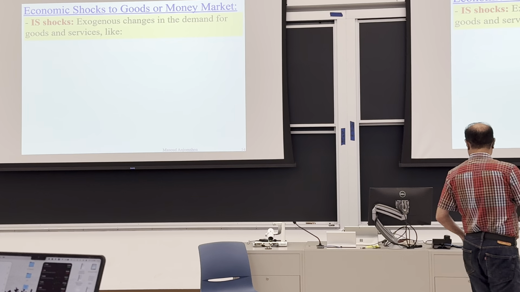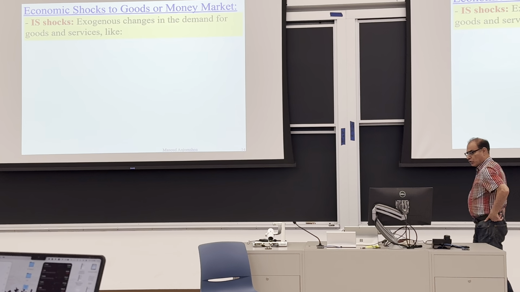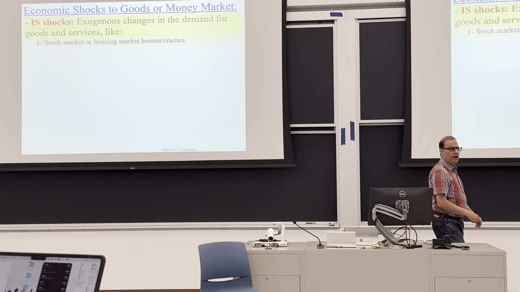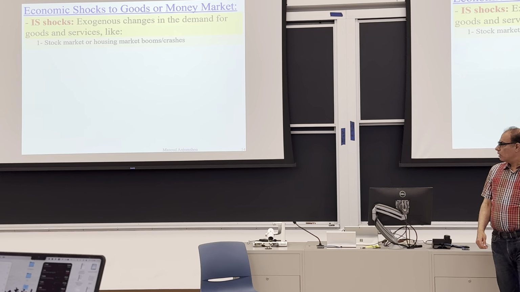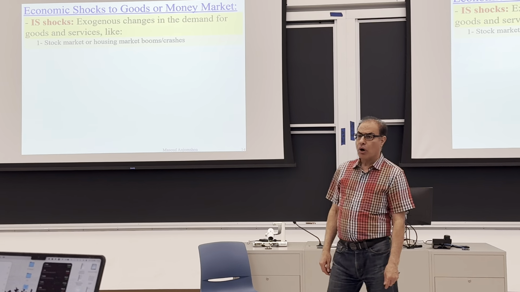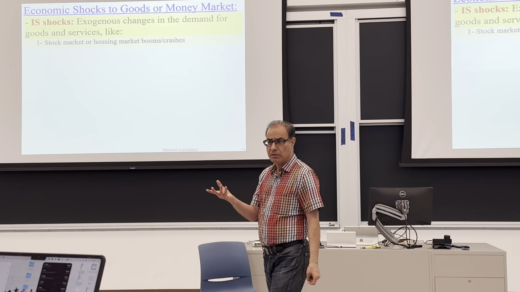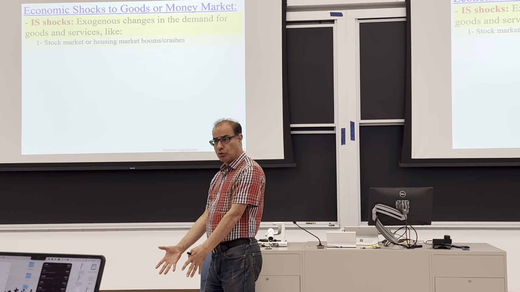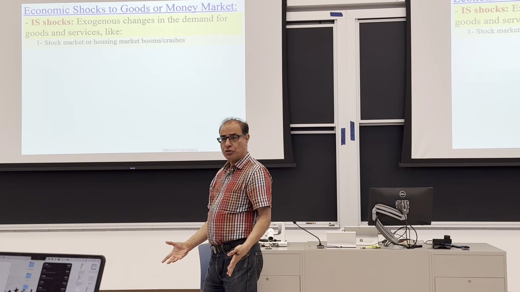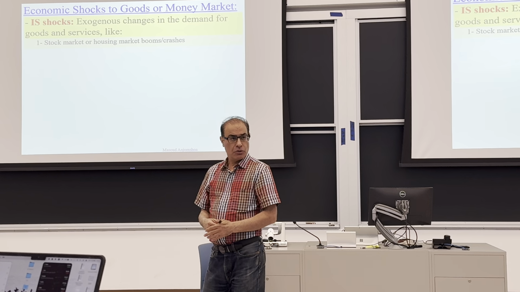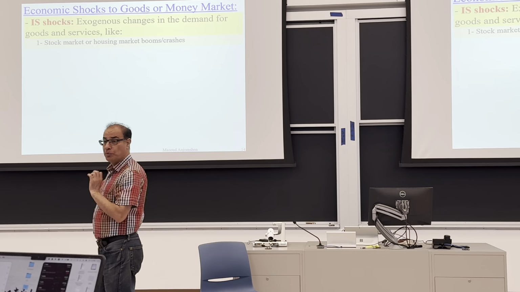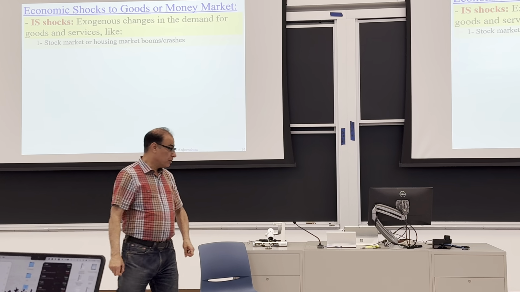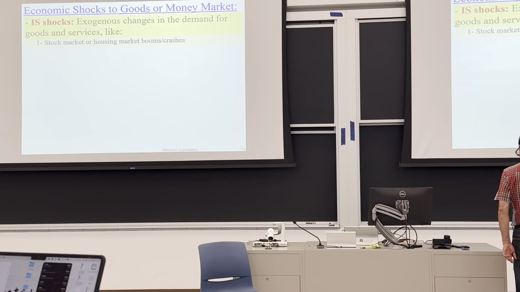So, a shock to IS. For example, one famous case is this case. The housing market, the stock market: if you have a housing market collapse, a stock market crash, or a boom, the other way around. So that could affect the goods market through what? Through consumption. How? How is it possible? You see?